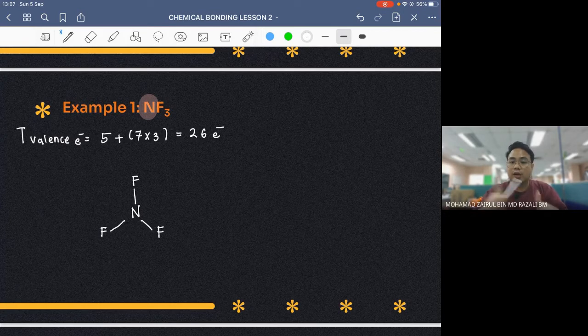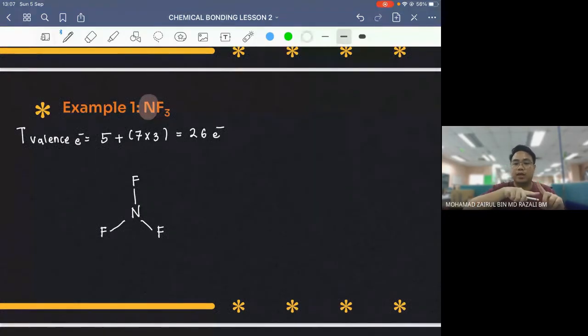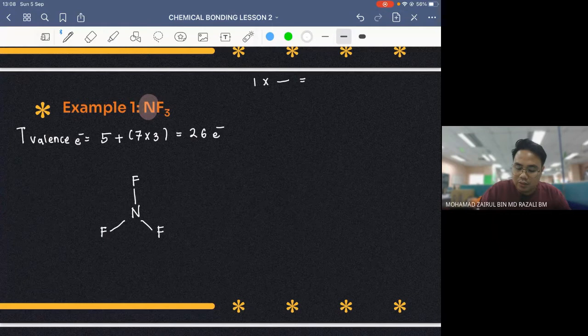Okay, so dah lukis single bond, kita boleh tolak elektron yang kita dah guna tu daripada total valence electron. Awak kena ingat, satu line ataupun satu bond bersamaan dengan 2 elektron. So, kita dah guna 1, 2, 3. So, 3 lines equals to 6 electrons. So, that means the total valence electron we minus 6, kita akan dapat remaining 20 electrons.